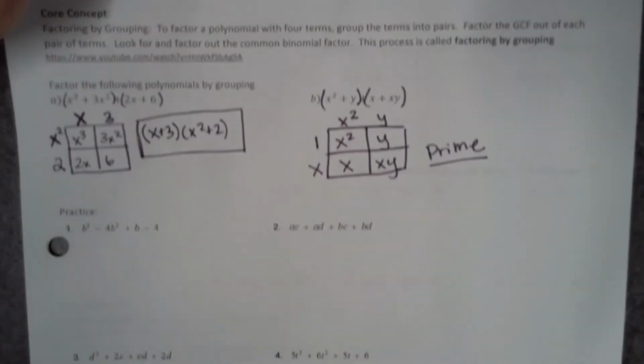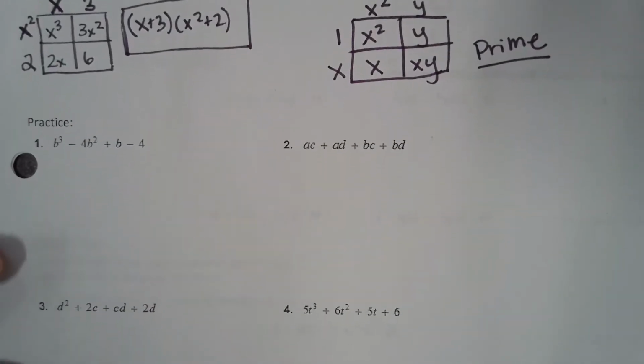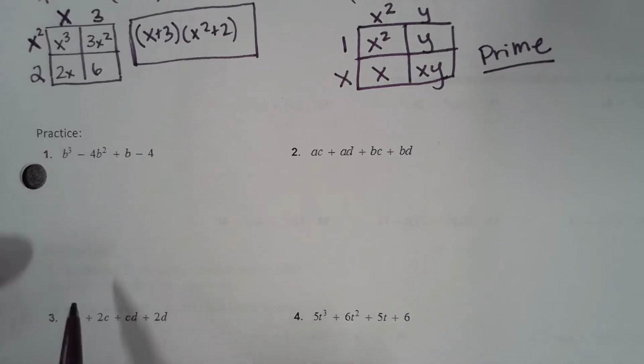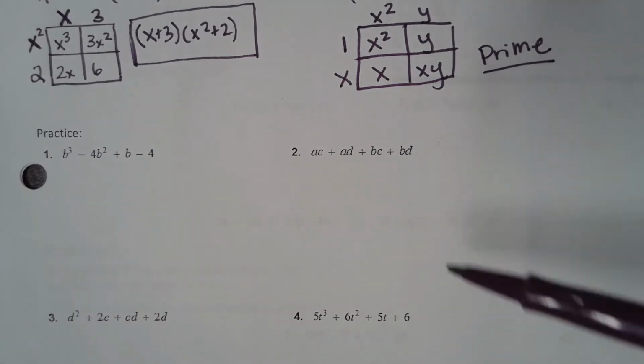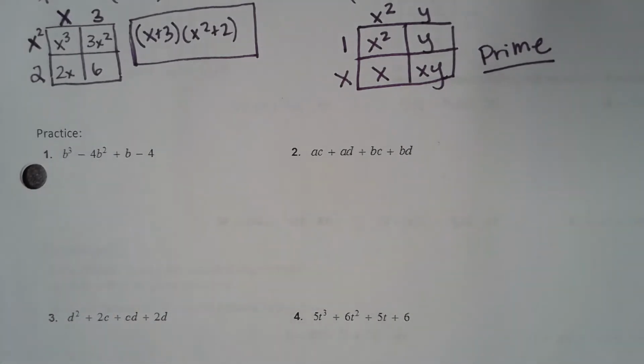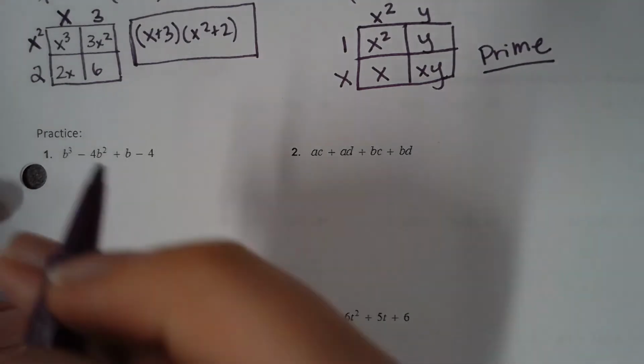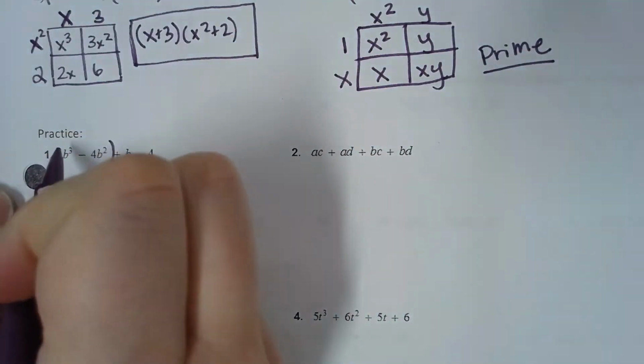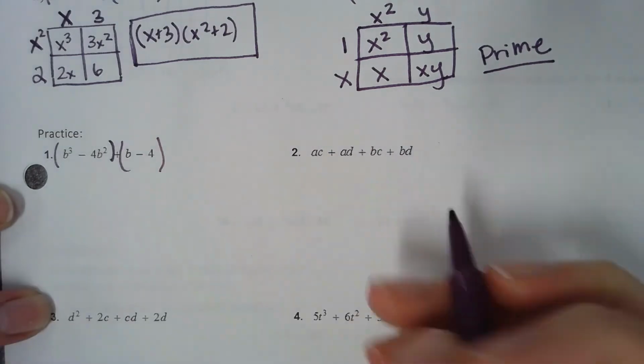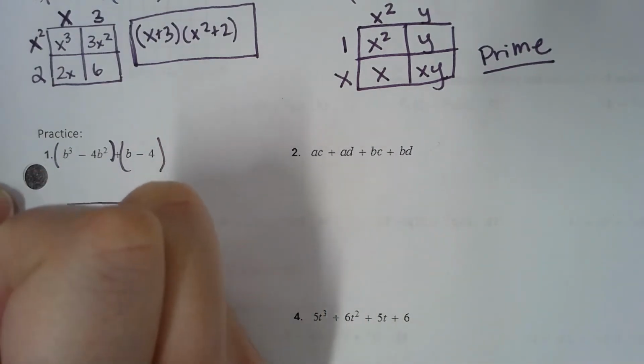Okay, so now we're going to go on to this next part. Sorry, I got to focus. And I'm going to do 2 more odd problems, and then I'm going to have you attempt the even problems. So let's start with number 1. So we're going to group our first 2 terms together and our last 2 terms together. Let's put them in our box.